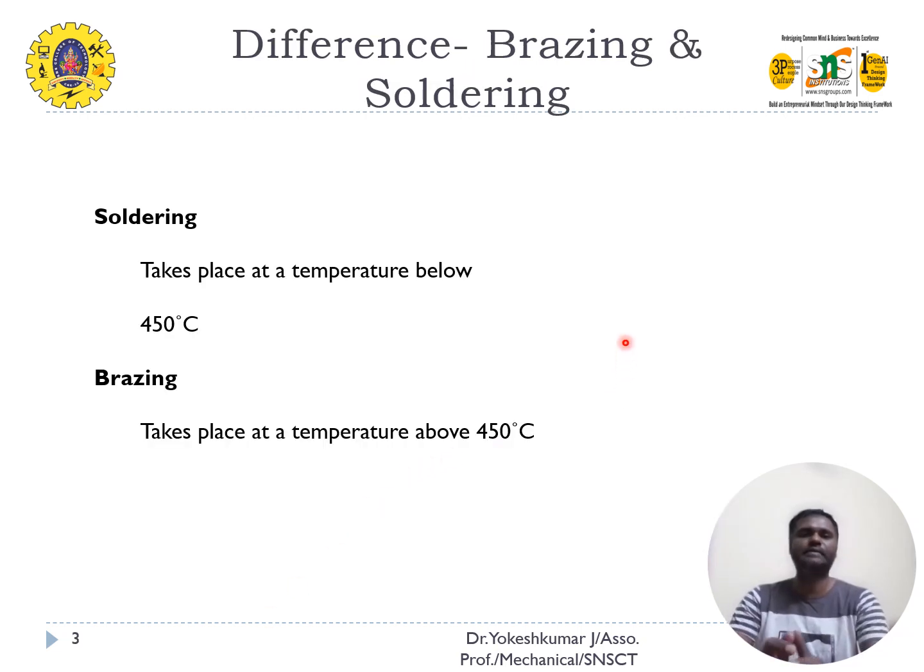Next, I want to highlight the difference between brazing and soldering. Soldering takes place only at very low temperatures. Mostly circuit boards, that is printed circuit boards (PCBs), can be joined by using the soldering process. The temperature is around 450 degrees centigrade. In the case of brazing, it takes place at a temperature slightly higher than the soldering process, that is above 450 degrees centigrade.